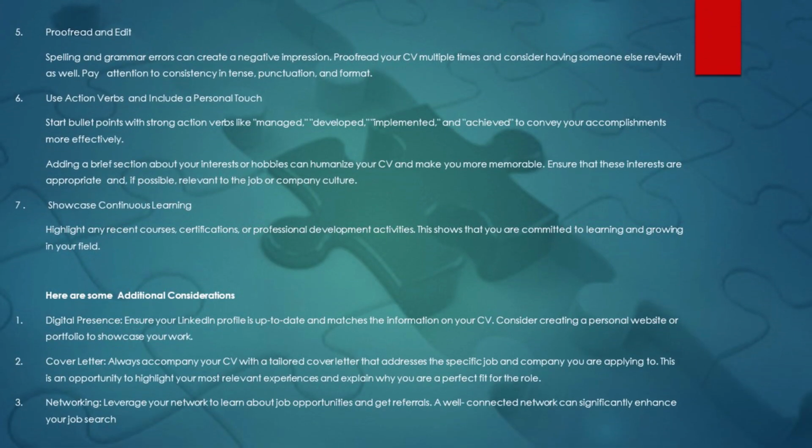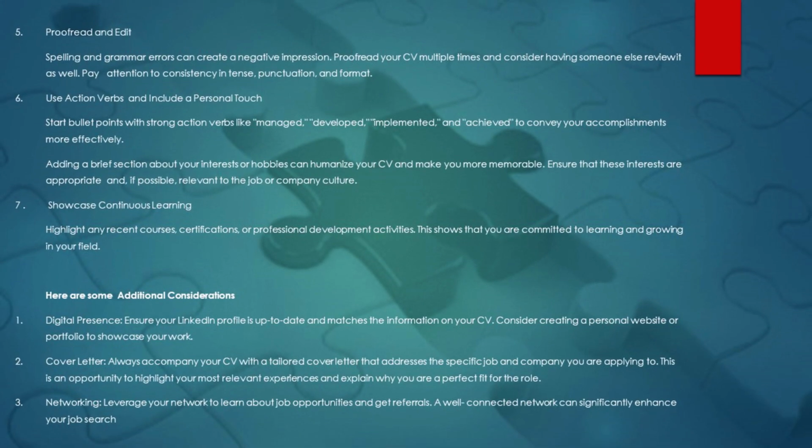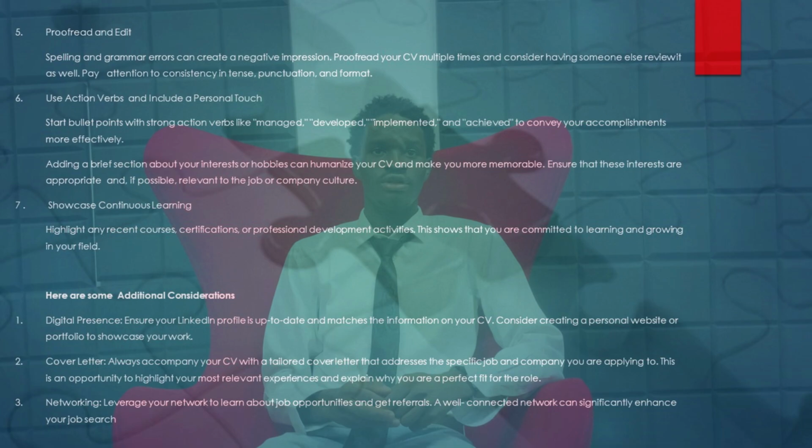Moving on, use action verbs and include the personal touch. Start bullet points with strong action verbs like managed, developed, implemented, or achieved to convey your words more effectively. Adding a brief section about your interests or hobbies can humanize your CV and make it more memorable. Ensure you use appropriate and, if possible, relevant to the job company culture.